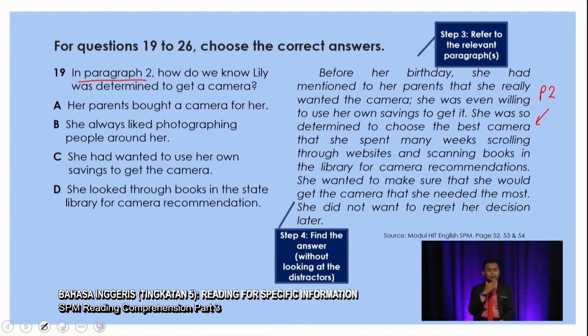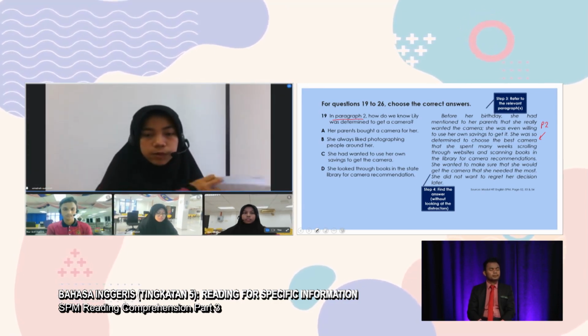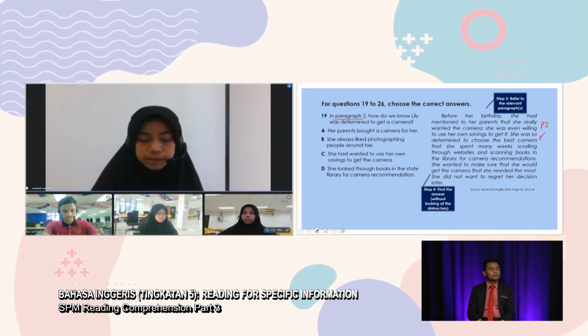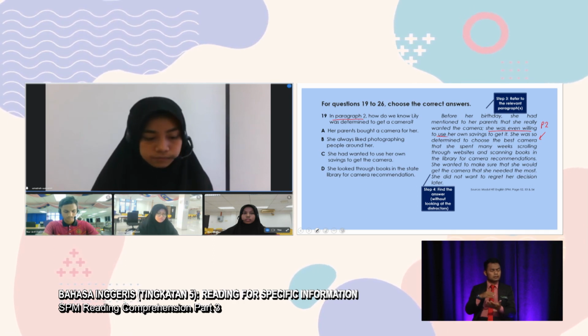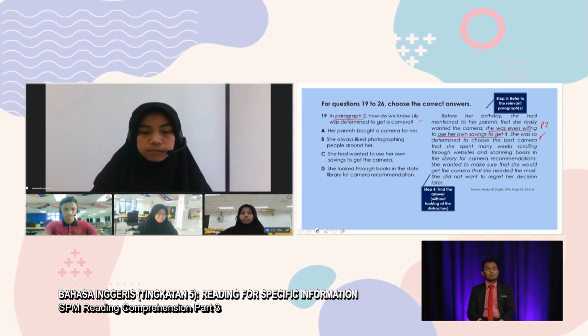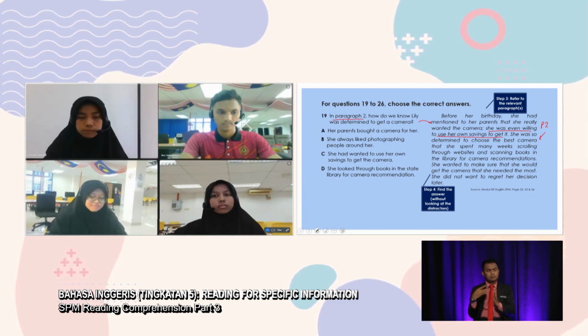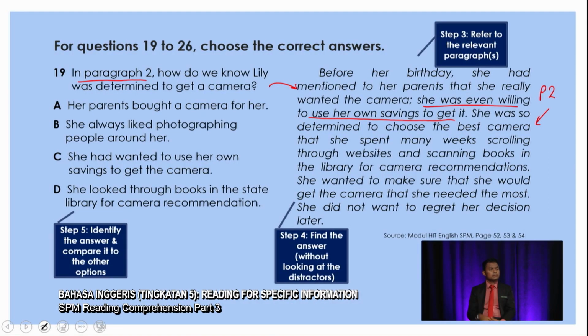So that's the next step. Okay, then the next one, find the answer without looking at the distractors. So can I get someone to help me and find the answer? For this question, we can look at the third line. She was even willing to use her own savings. Okay, she was even willing to use her own savings to get it. So remember, after this, we look at the answer. The next step, in which we have done that, we have identified the answer.